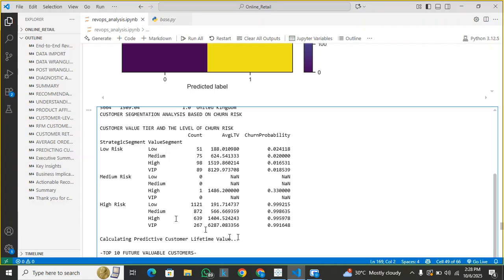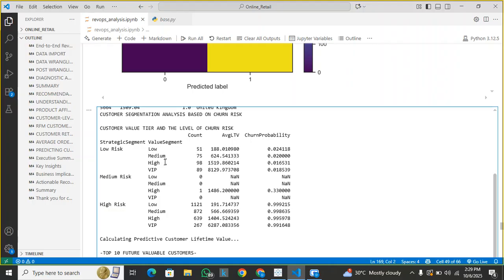High risk means your churn probability is very high. Medium risk means it is not too high. And low risk means it is actually low. The value segment simply gives us the kind of value the customer brings to the business, the revenue they bring. For VIP, super high revenue; for high, less than super high; and for medium, average; then low.